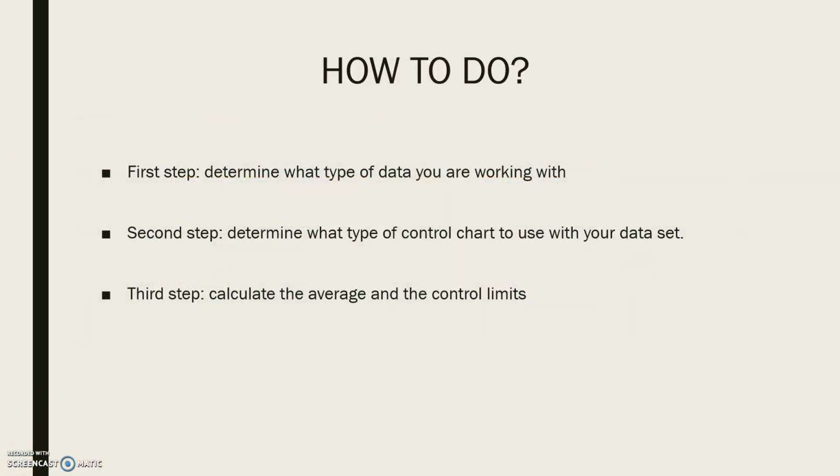Okay, next we want to talk about how to do. First step, we must determine what the type of data you are working with, whether quantitative or qualitative. Next step, we determine what type of control chart to use with the data set. And the third step is calculate the average and control limit.